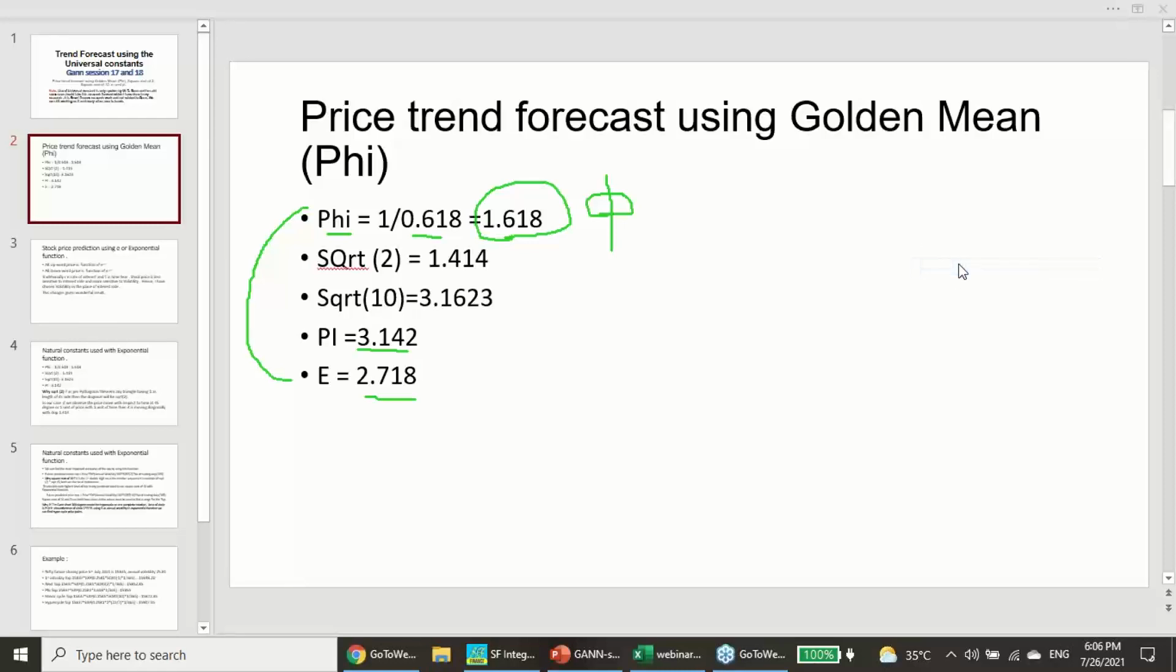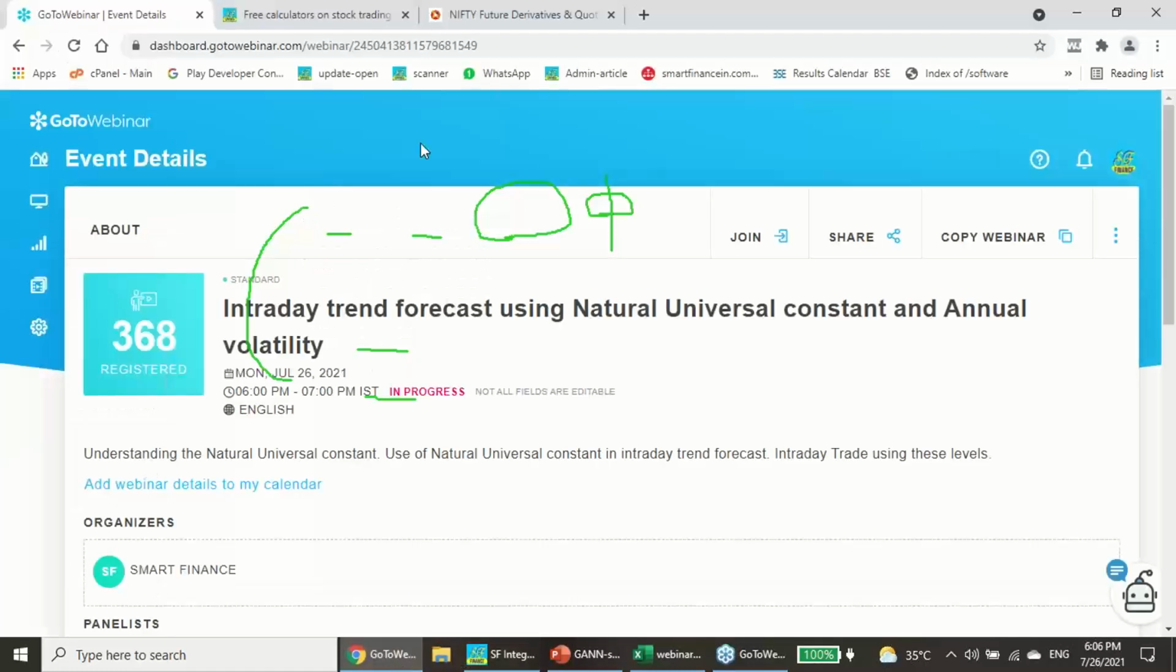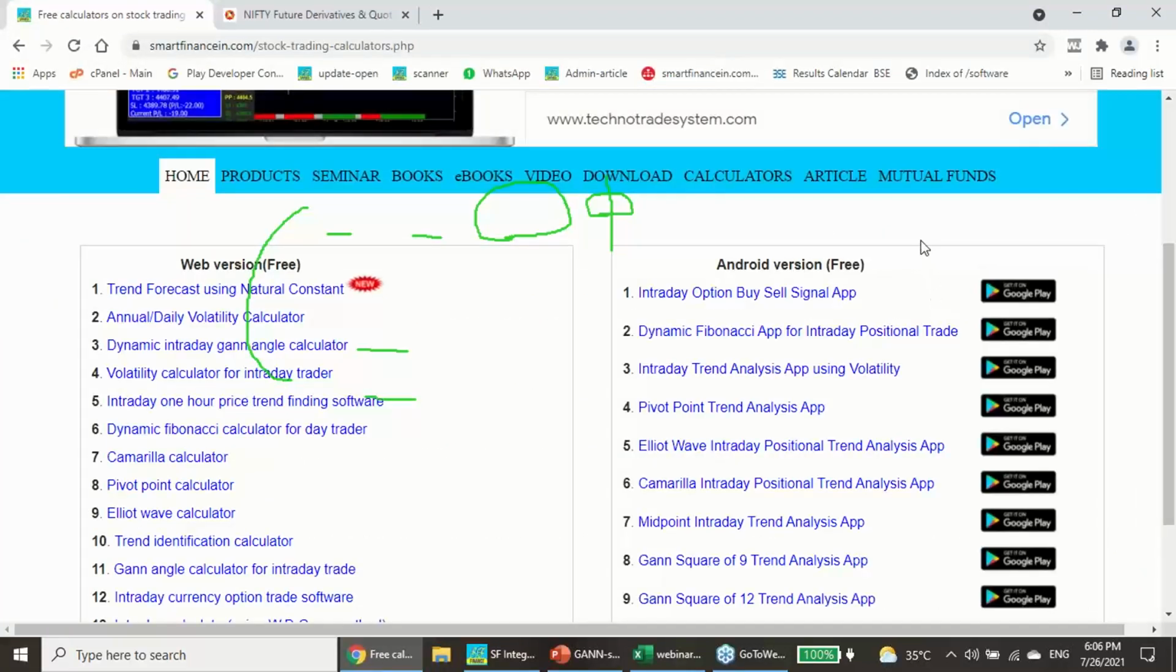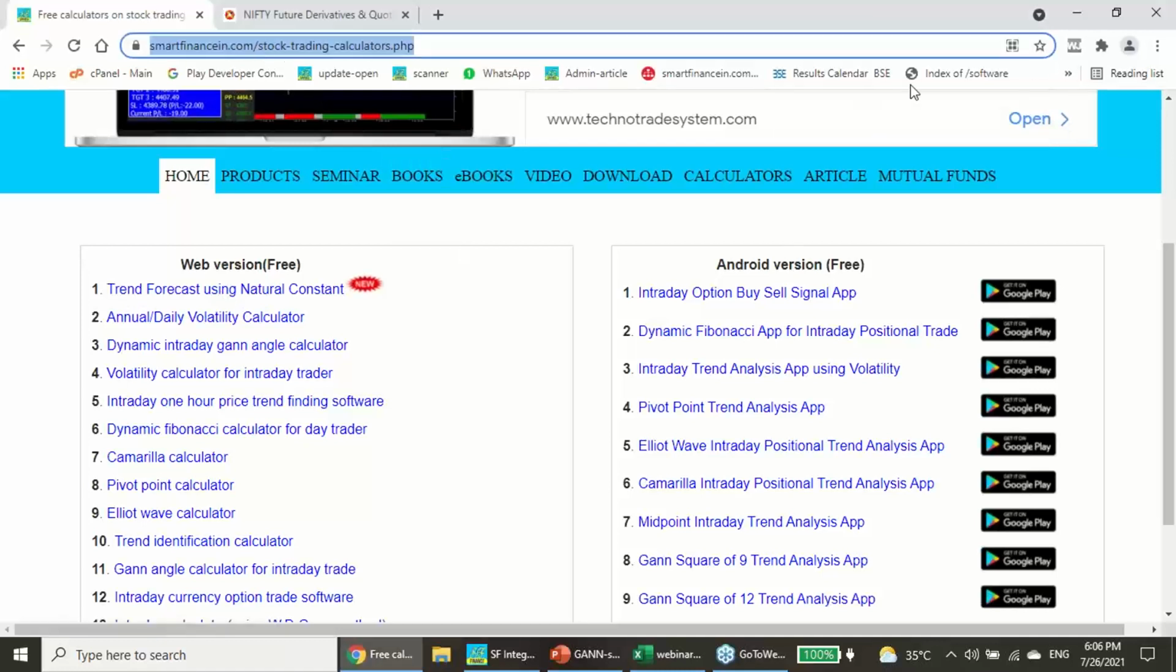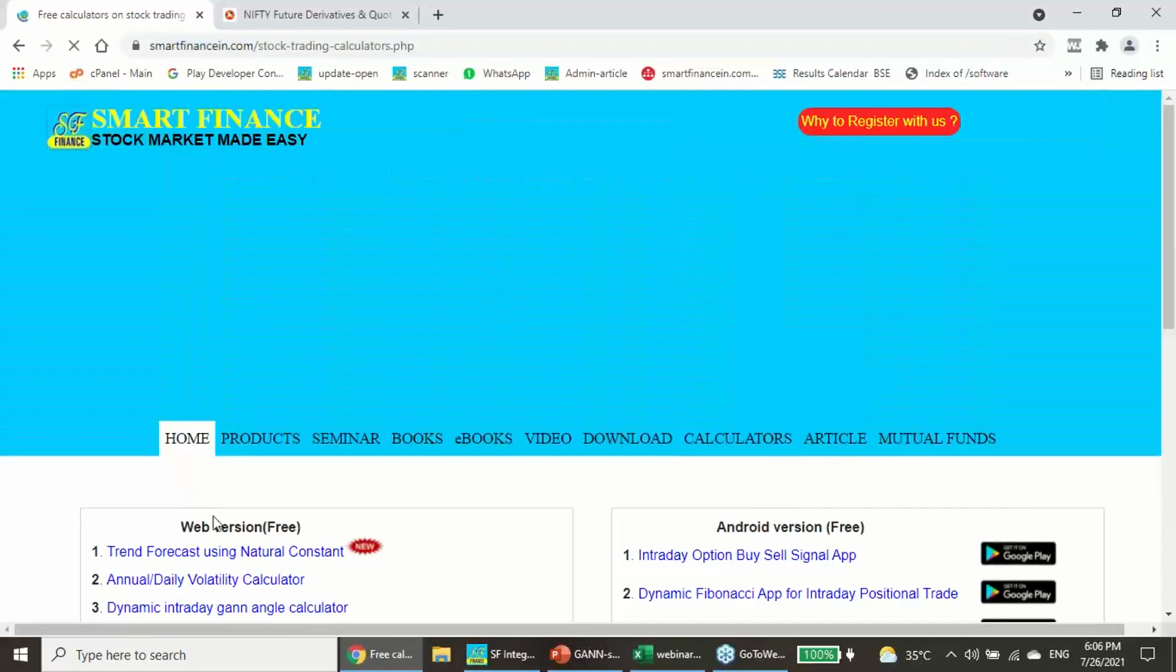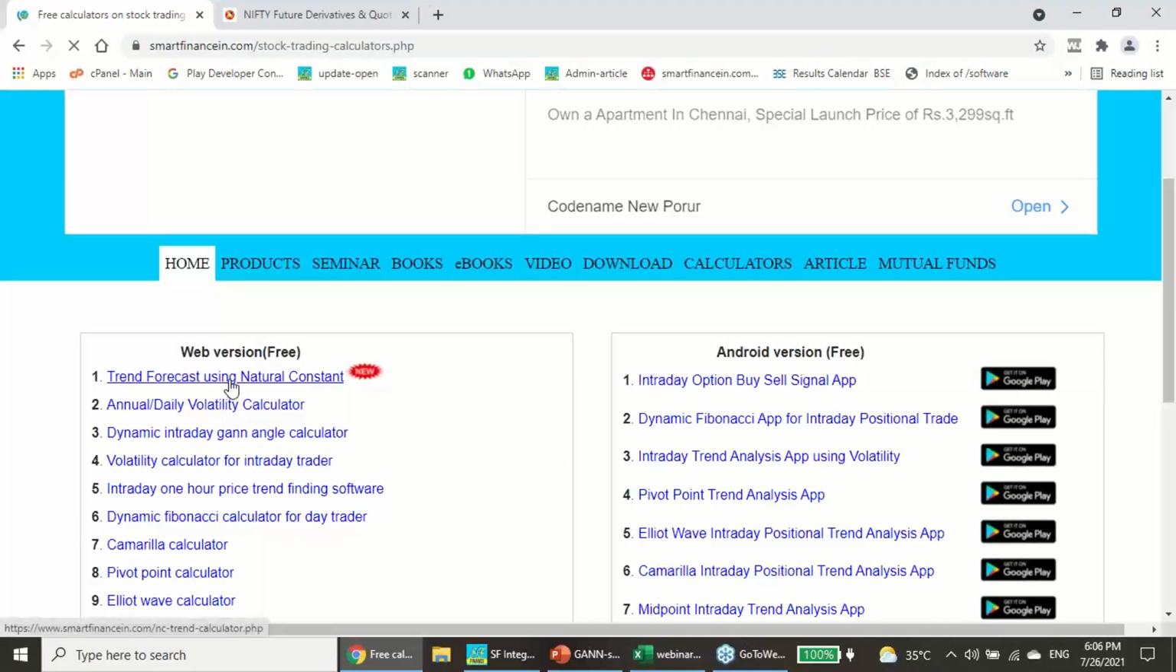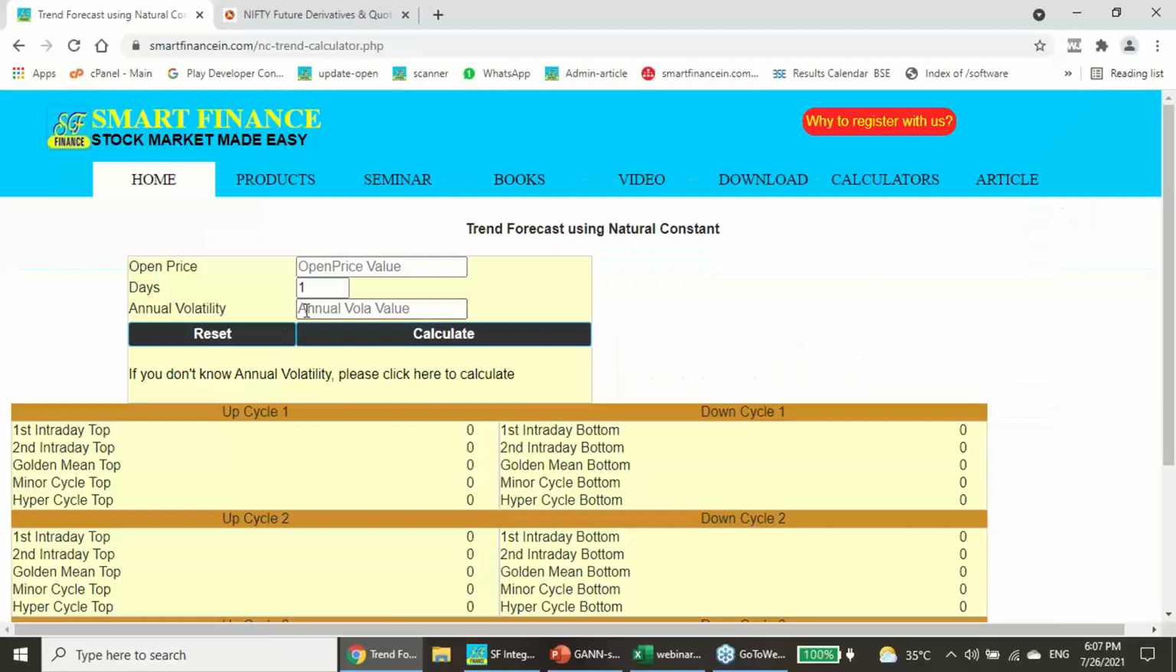Before I go into these calculations, once again I will tell you, we have already released the web edition of these calculations. You can visit our website smartfinancing.com. In the calculator segment, the first calculator, you can just open. It requires only three values to predict the entire price movement for the day.